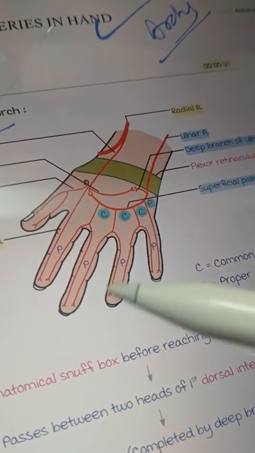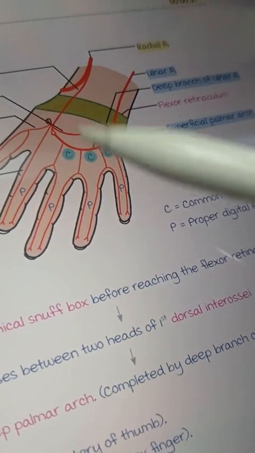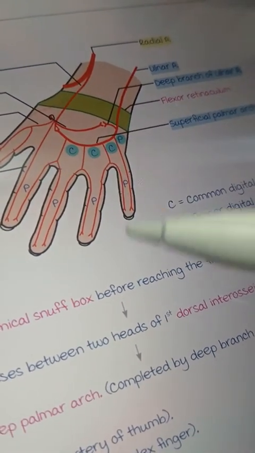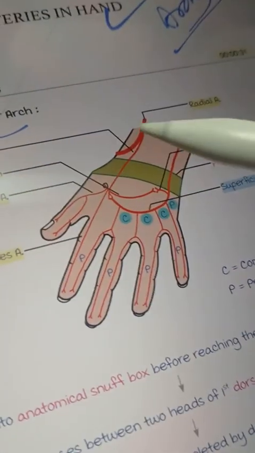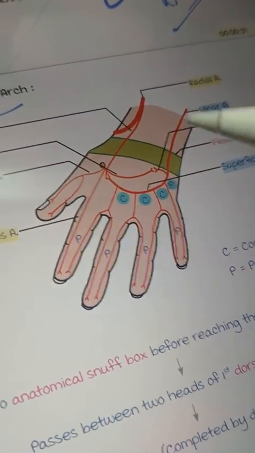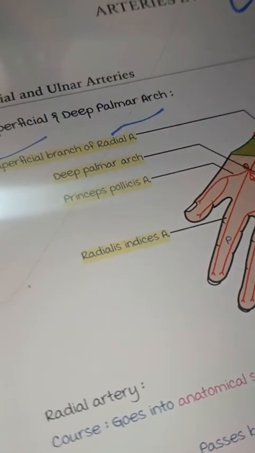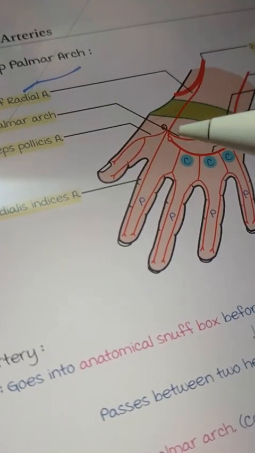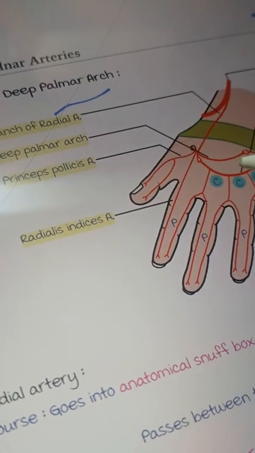So basically this is known as the superficial palmar arch, and this is basically the deep palmar arch. That's the radial artery, that's the ulnar artery. This branch is known as the superficial branch of the radial artery, as you can see over here. And this is the deep palmar arch. So deep palmar arch and princeps pollicis artery.